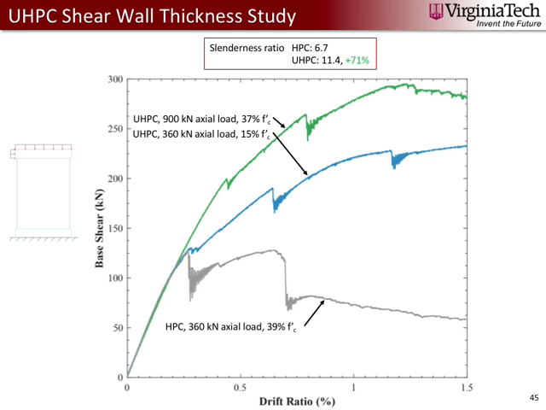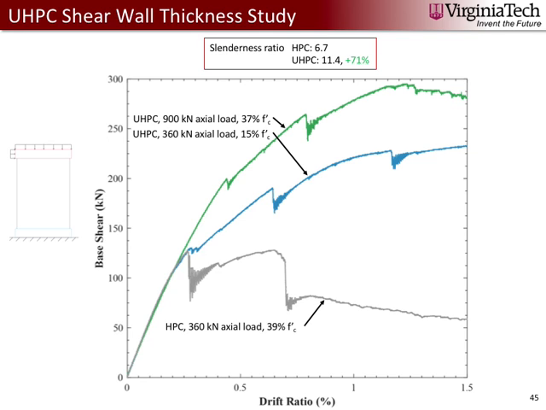So here you're seeing the results of this thickness study. The UHPC examples, which are the top two curves, have this increased slenderness or reduced wall thickness. This bottom curve and the middle curve are for HPC and UHPC with equal axial loads. We've also tested this extra top green curve, which corresponds to an increased axial load on the UHPC.